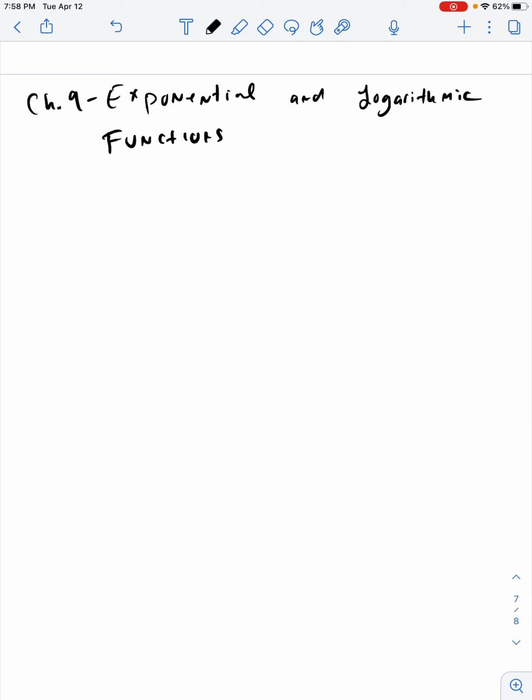All right, so now we're moving on to chapter 9. Chapter 9 is about exponential and logarithmic functions. And we'll start off by talking about 9.1, which is the composition of functions.